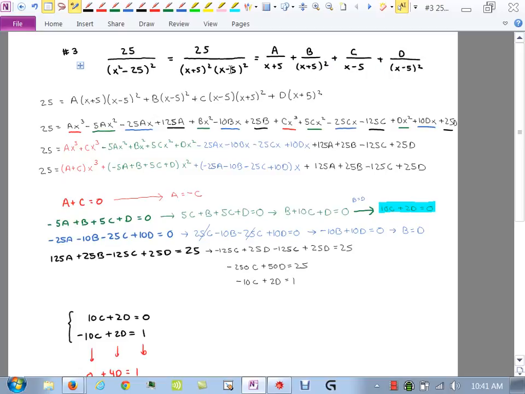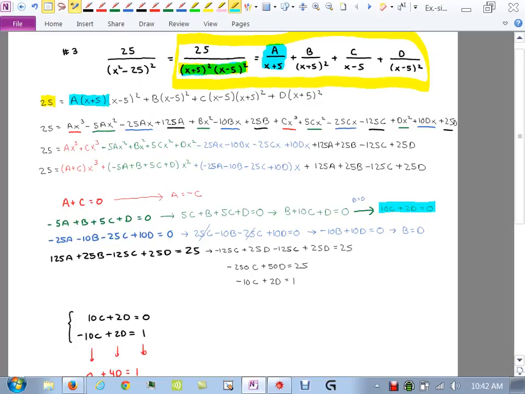Now, if you take the denominator here and you multiply both sides of this equation by that denominator, on the left side everything cancels, all you get is 25. On the right side, for this first term, you multiply that by this denominator. Then one of the x plus 5's cancels, and what you're left with is an x plus 5 and then an x minus 5 squared.